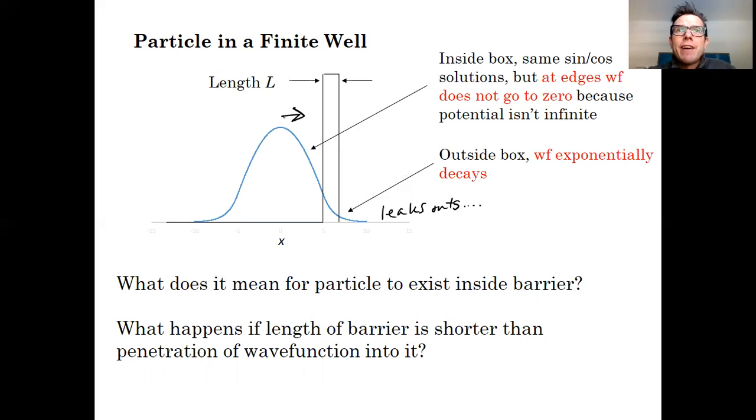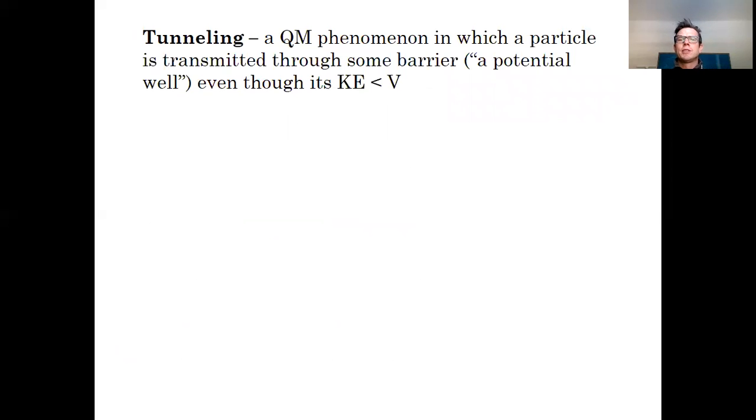It is as if I am rolling a ball up a hill. The kinetic energy is less than the height of the hill, the potential energy, and yet somehow the ball gets through. So this has a specific name, which is called tunneling. Tunneling is a quantum mechanical phenomenon in which a particle is transmitted through some barrier, even though the kinetic energy is less than the potential.